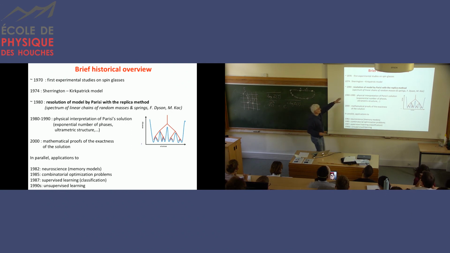I think the big change in the 80s is that replicas were actually useful, a completely different solution appeared, and new physics appeared. It turned out it was very hard to understand this physics, and there were many contributions, in particular by Mézard and collaborators, to understand Parisi's solution. The mathematical proofs of the exactness of the solution come from the 2000s and are still going on. But in parallel, and this is what we are interested in here, there were many applications to neuroscience, to random combinatorial optimization problems, and to supervised learning, in the 80s and going on in the 90s also.